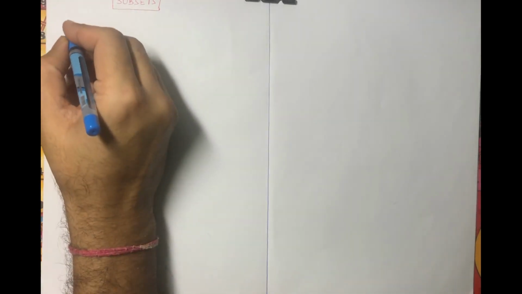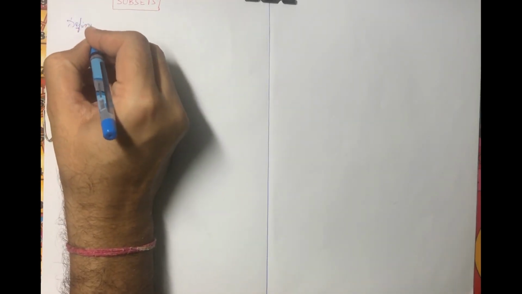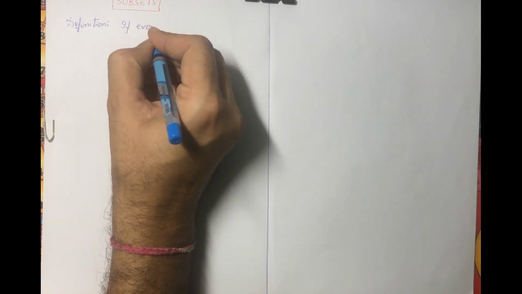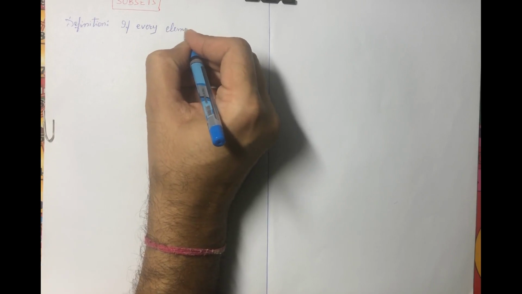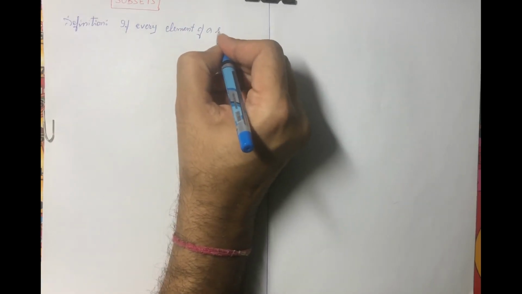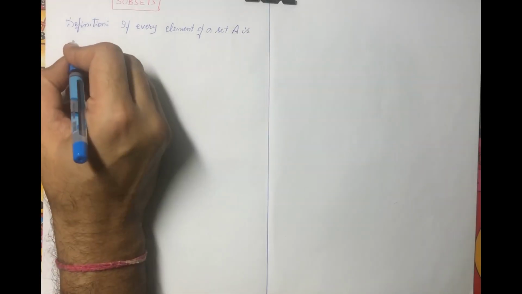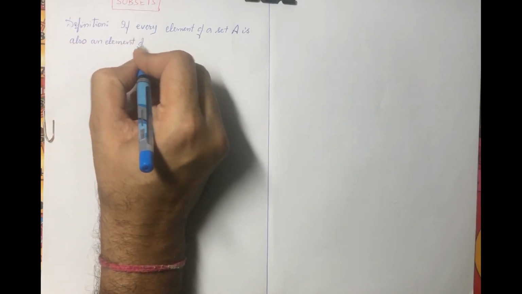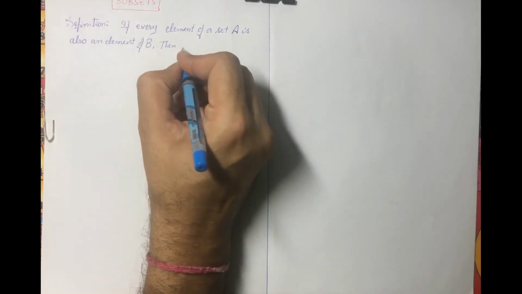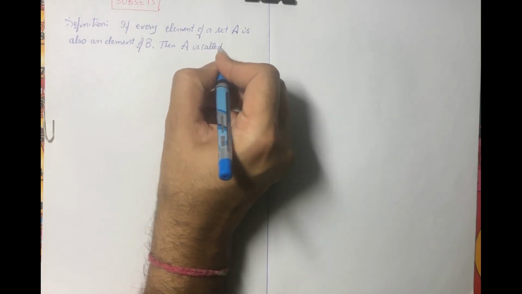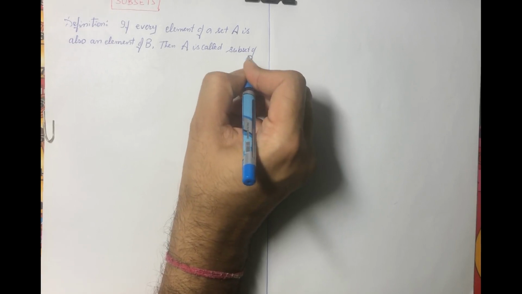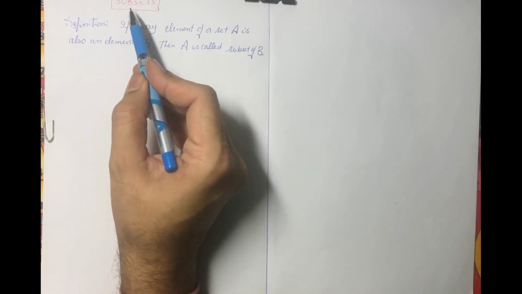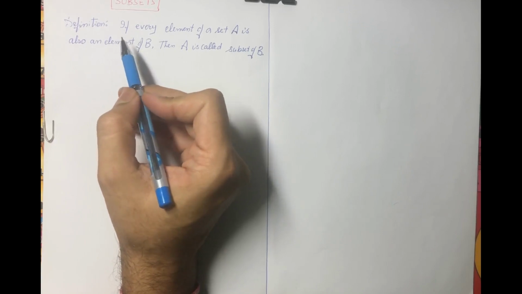Subsets. Definition: if every element of a set A is also an element of B, then A is called a subset of B. So as you see, subset somewhat implies smaller.